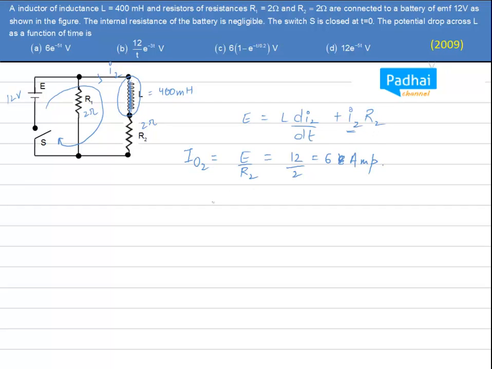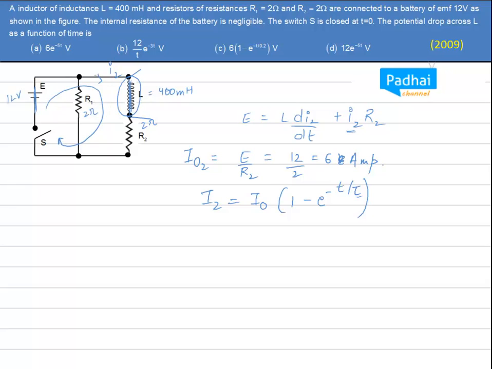Now this is a charging circuit. We know the formula is given by I2 equal to I0 into 1 minus e raised to power of minus t by tau. Now tau is the time constant. In this kind of circuit, how do we calculate the time constant across the inductor? We short circuit the EMF and calculate the net resistance across these two points.